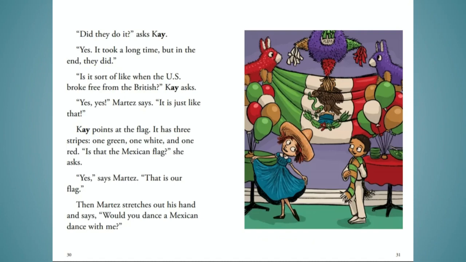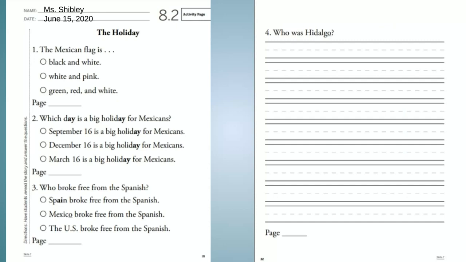"Did they do it?" asked Kay. "Yes, it took a long time, but in the end, they did it." "It is sort of like when the US broke free from the British," Kay asks. "Yes, yes," Martez says. "It is just like that." Kay points at the flag. It has three stripes, one green, one white, and one red. "Is that the Mexican flag?" she asks. "Yes," says Martez. "This is our flag." Then Martez stretches out his hand and says, "Would you dance a Mexican dance with me?" And that is the end of our story for today.